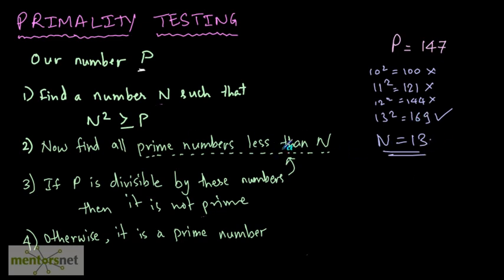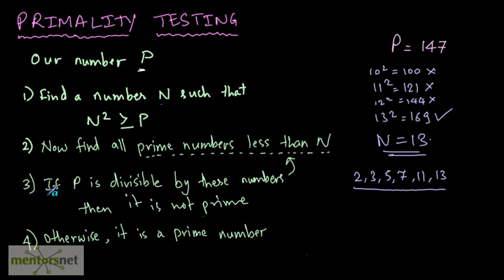The prime numbers which are less than 13 are, let's start from 2, 3, 5, 7 and 11, and the number 13 itself. Now we have all those numbers which are less than n and which are prime numbers.